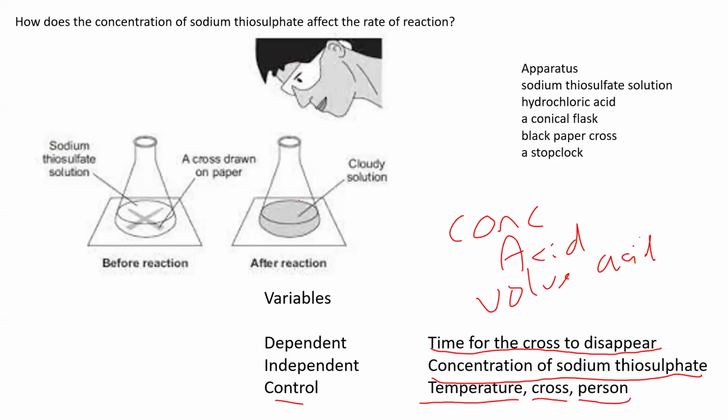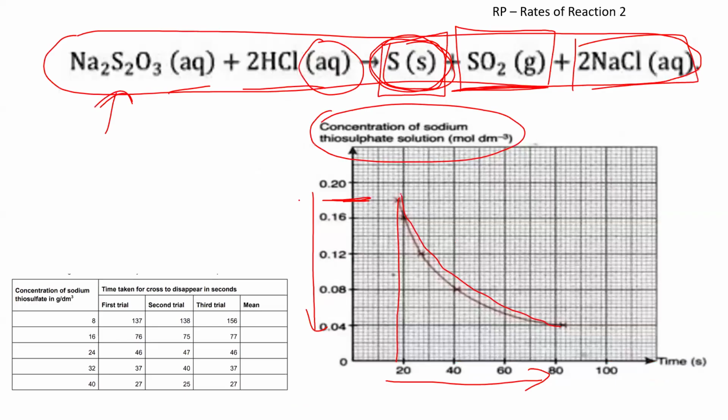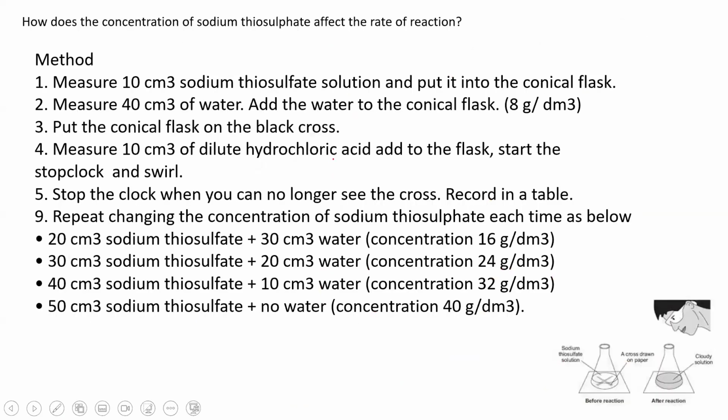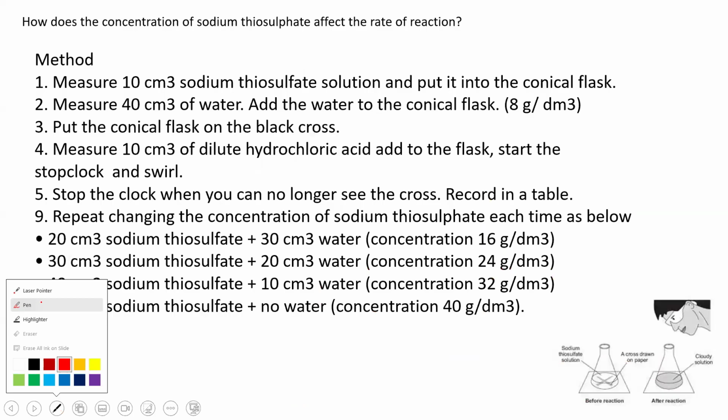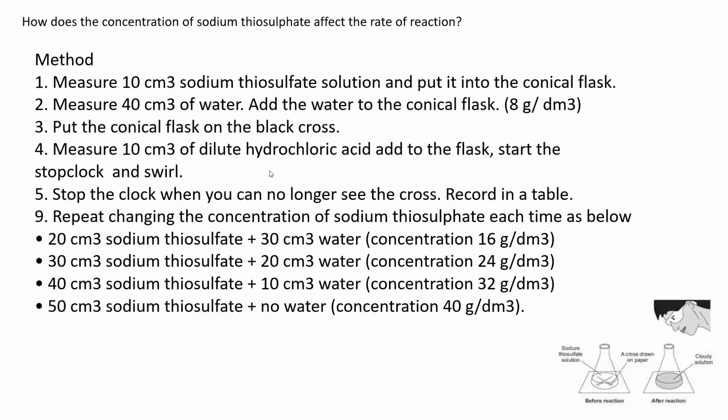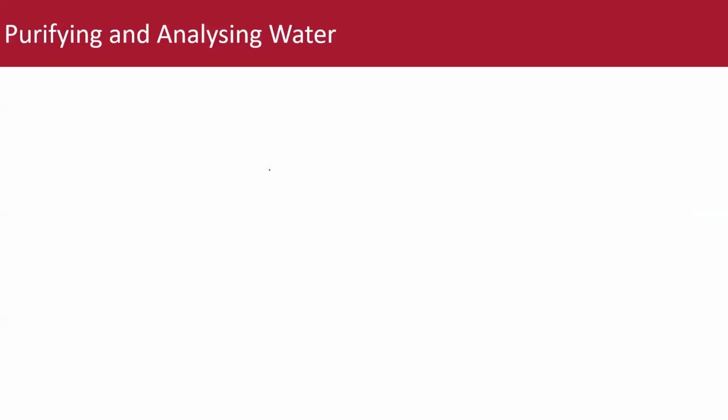Okay, right, so disappearing cross, I think personally, one of the most important things that you need to know on this one is sulfur. Sulfur is the solid, and that is the precipitate that forms. Right, so that is sodium thiosulfate, disappearing cross.